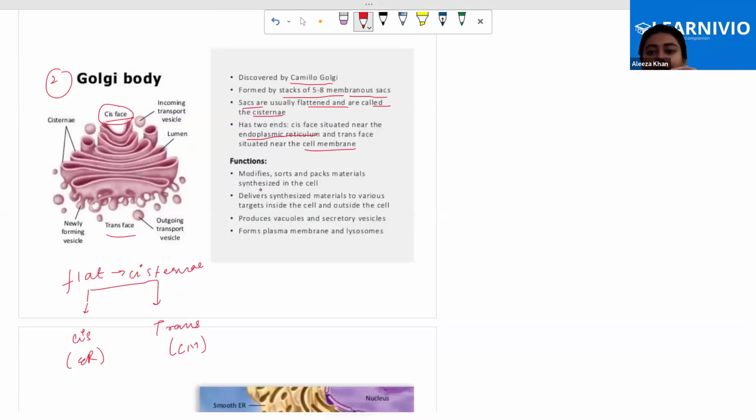Okay. So here the materials are delivered. The ones that are synthesized, first of all, it modifies the materials, then packs them and delivers them to other parts, the target sites of the cell where they are required. It also produces the vacuoles, and secretory vacuoles are the storage houses. These are the storage houses.